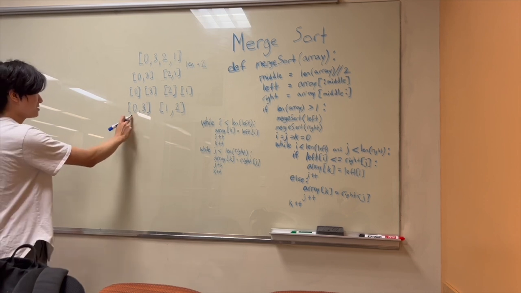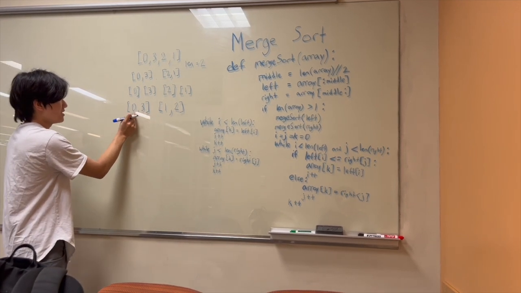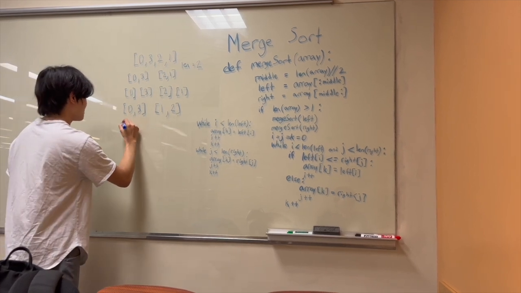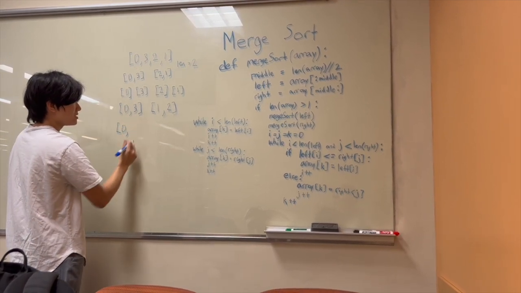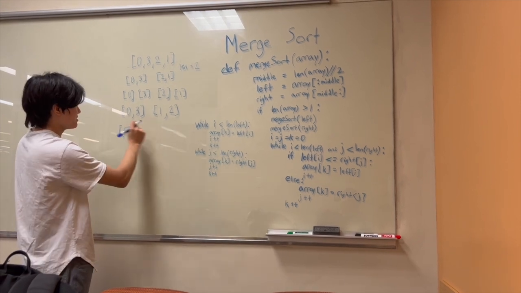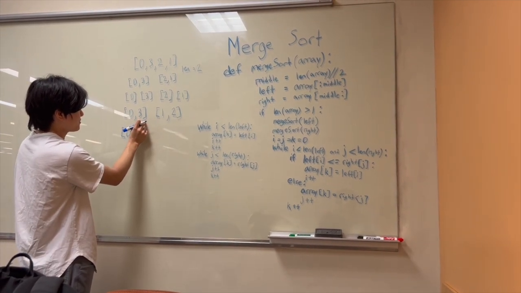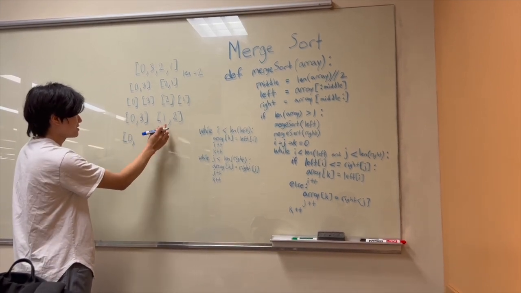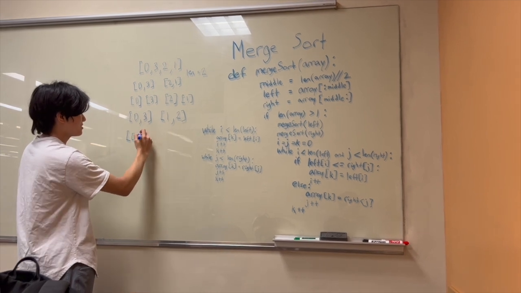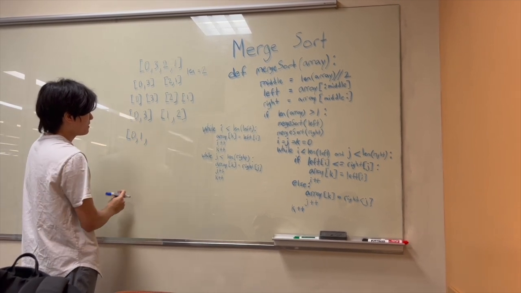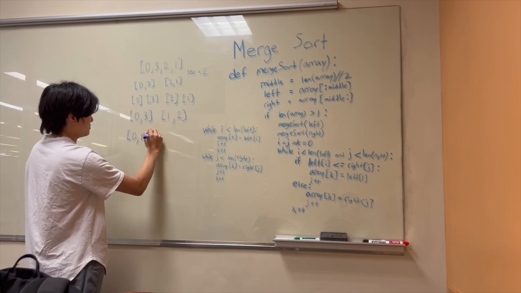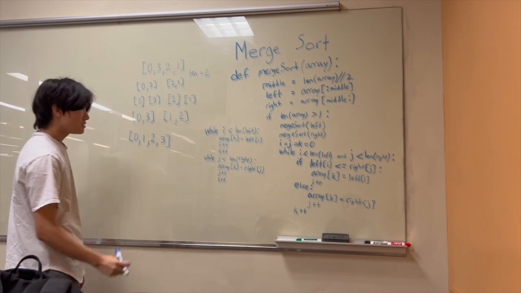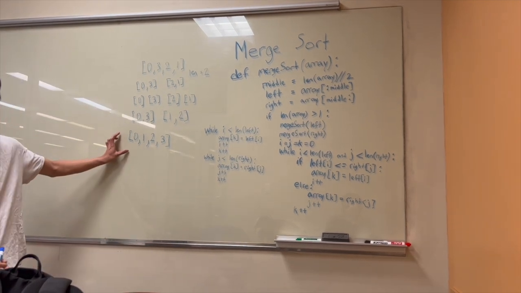So then it looks at the first value in each of them, and it sees that 0 is less than 1, so it'll add 0 to the sorted array. And then it increments the index so that the next one it looks at for the left side is 3, and it's still looking at 1 for here. So then it sees that 1 is less than 3, so then it'll add 1, and so on. So then it'll add 2, and then 3. And so now we're left with our sorted array.